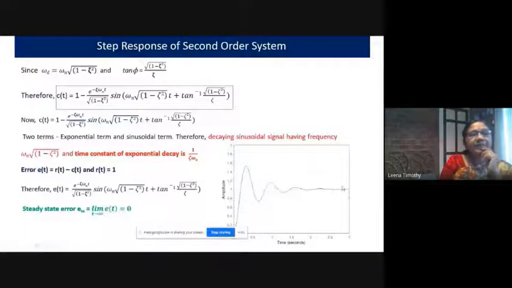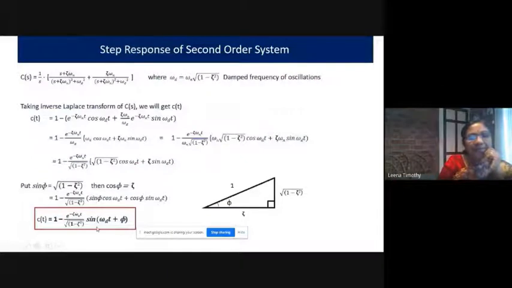So in this expression, omega d is equal to omega n into root of 1 minus theta square, and phi is also from this triangle, phi is equal to tan inverse of root of 1 minus theta square by theta.